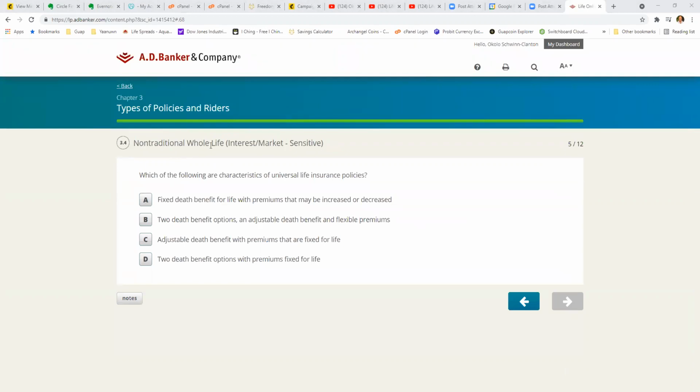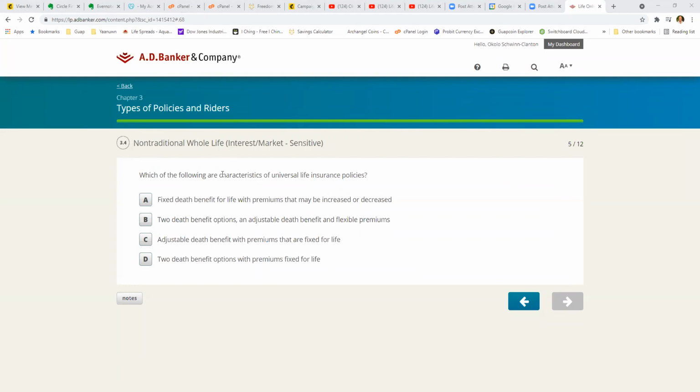So non-traditional whole life, interest/market sensitive. Which of the following are characteristics of universal life policies? I see. So they were just calling it weird names. Okay. So I guess they're calling non-traditional whole life, also, they're calling it universal. I see. So a fixed death benefit for life with premiums that may be increasing or decreased.